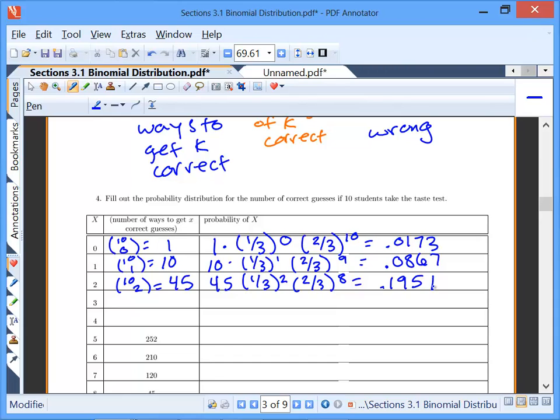Okay, seems pretty simple. So this is leading us up to what we call the binomial distribution. We will start on that tomorrow.